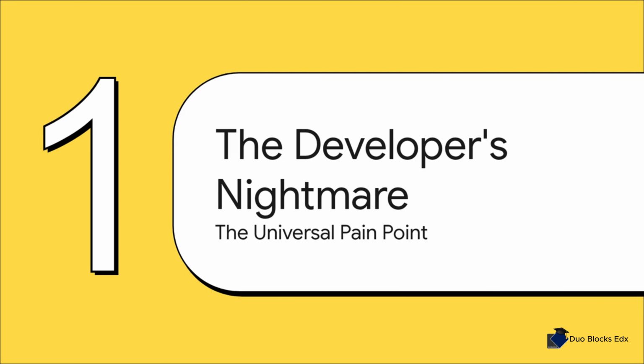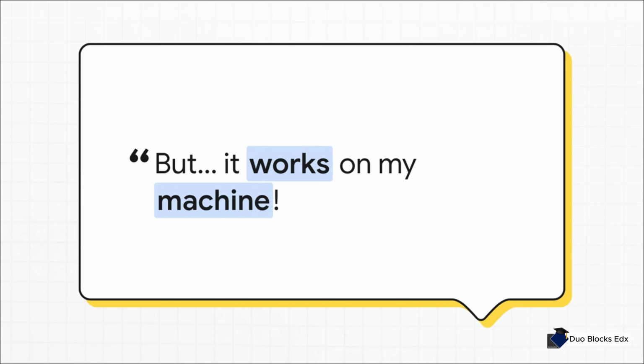Okay, first up, let's talk about the pain. Because every single developer on every team has been right here. It's that moment of total confusion that leads to maybe the most infamous line in all of software development. Oh yeah, you know it, but it works on my machine. We've all said it, we've all heard it, and we all know what it means. It means the project has just hit a brick wall because of some tiny, invisible difference between two computers. It's the sound of a deadline screaming past you while you just want to pull your hair out.